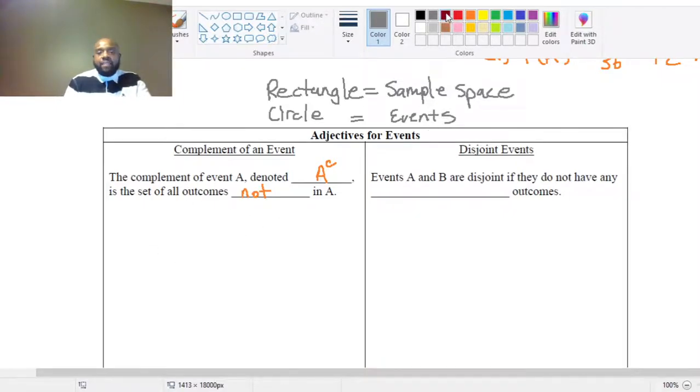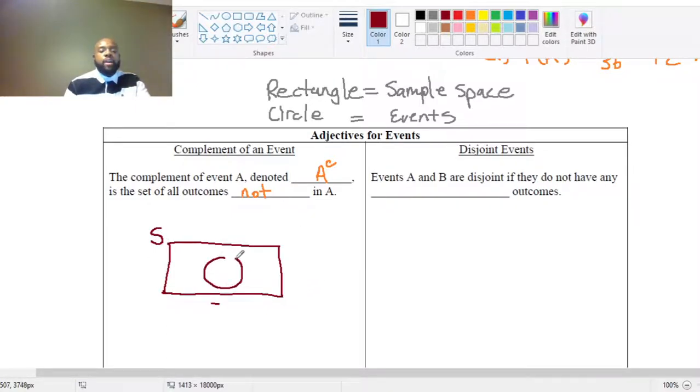And so if I look at this complement of an event, I'm going to draw this rectangle. That's a sample space S. If I draw a circle in there, it represents my event. So everything that's within this circle represents event A. Everything within this rectangle represents my entire sample space. So if I want a complement, I want everything that's in my sample space, but that's not within event A. And basically, it's everything on the outside of that circle, but that is within this rectangle. And so that's a complement of an event.